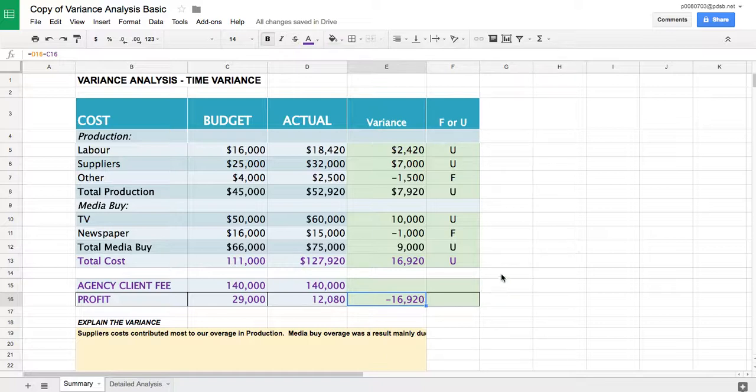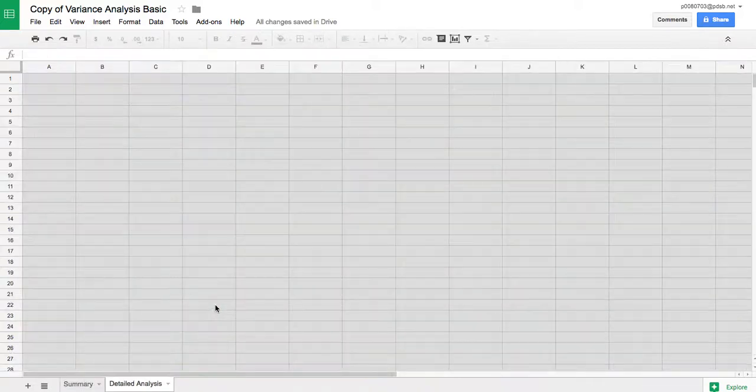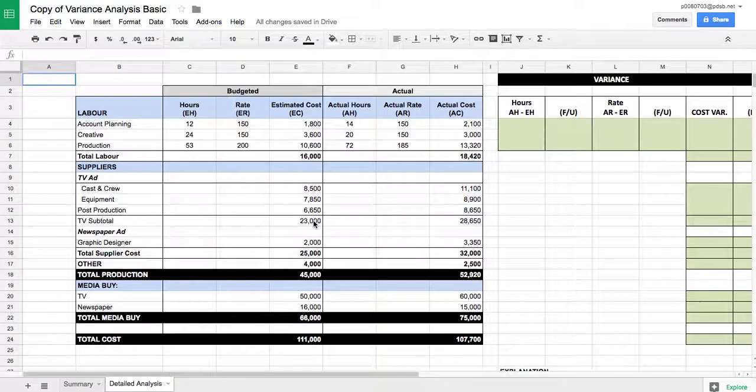Okay, so that is a basic variance analysis, budget versus actual. Now we also talked about a more detailed variance analysis. In order to do that, we can look at the second tab on this worksheet, which is a detailed analysis. And we looked at this really quickly yesterday.